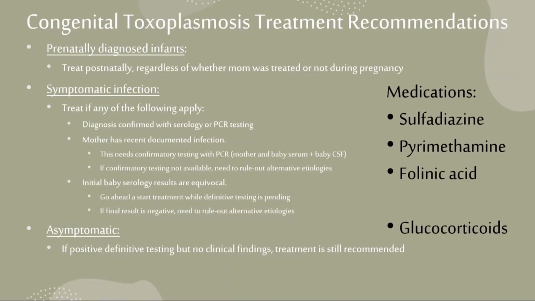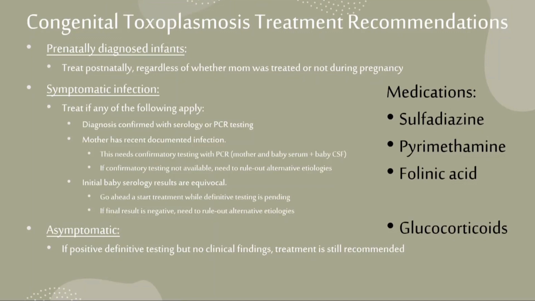If confirmatory testing is not available, then you need to rule out other alternatives, but you should be treating this even with just the presumption that they have it. Other etiologies that present similarly are CMV and Zika, the two most common that we're talking about. So if baby's initial serology results are equivocal, go ahead and start treatment while the definitive test is pending, because these tests can take months to come back.